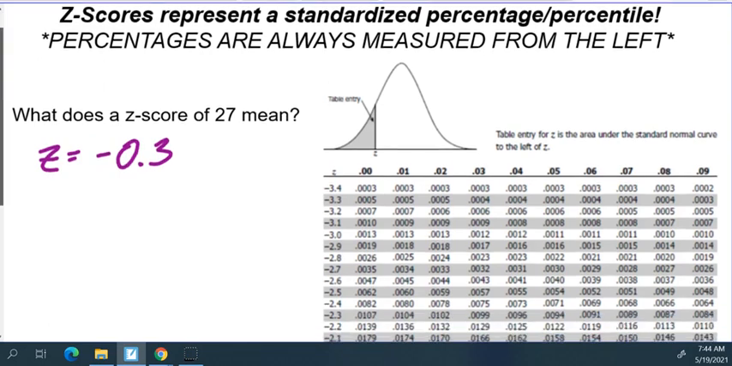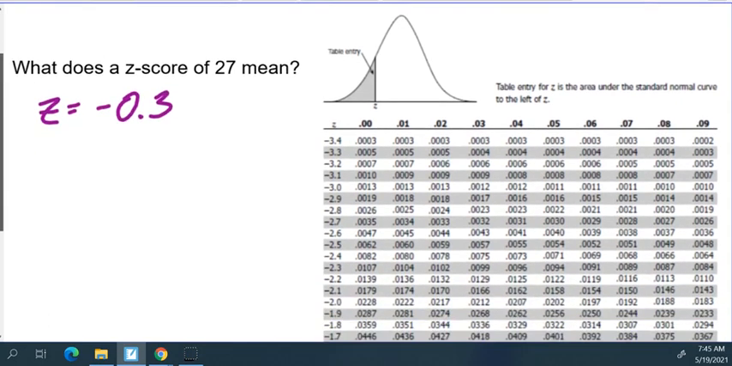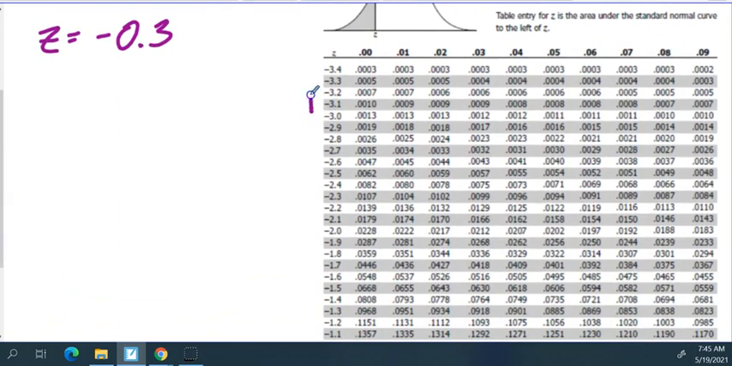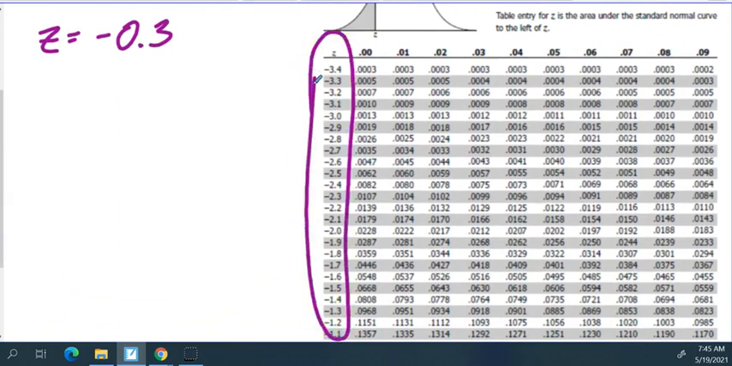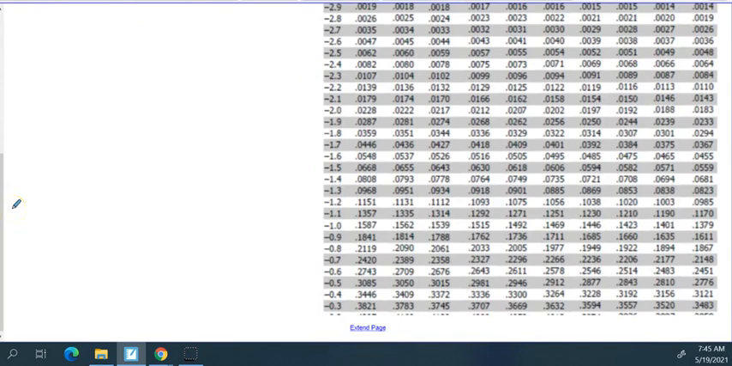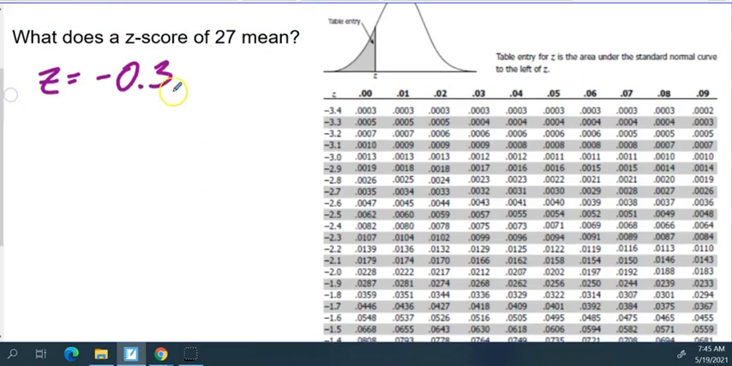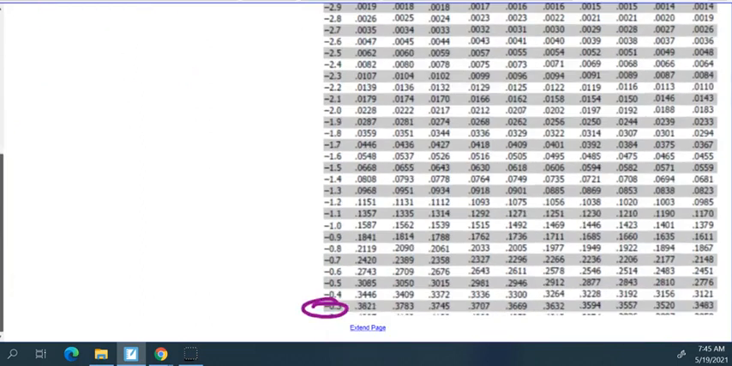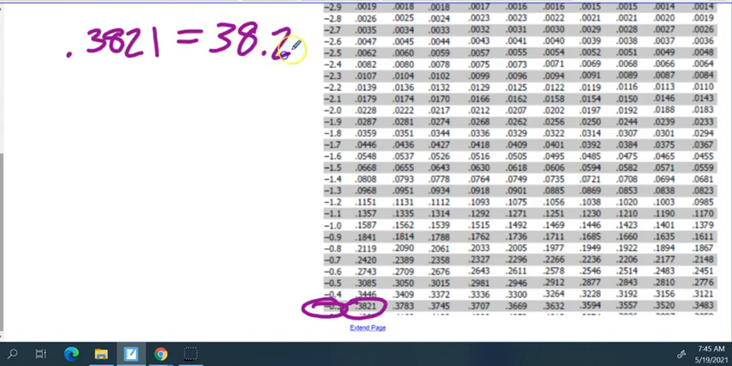All right, so on your Z table, there's a positive and a negative side. So this is obviously the negative side. And so if we want a z-score of negative 0.3, we're going to scroll down a little bit further. So we see, oh, here's negative 0.3. And because there's nothing in your hundredths spot, you're going to be using that column. So they meet right here. You notice there's a decimal of 0.3821, but this is actually a percentage. So if I change this to a percent, it's 38.21%.